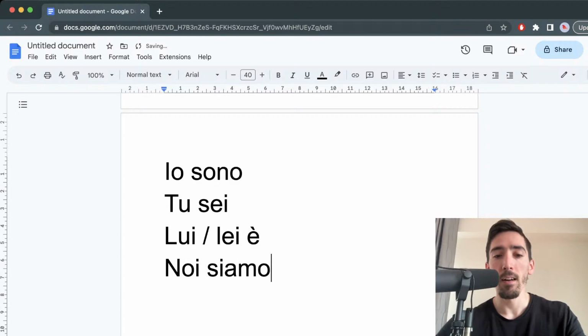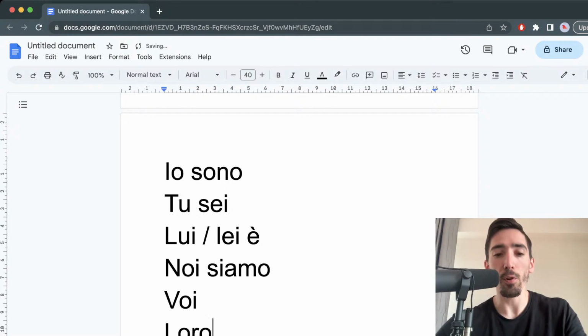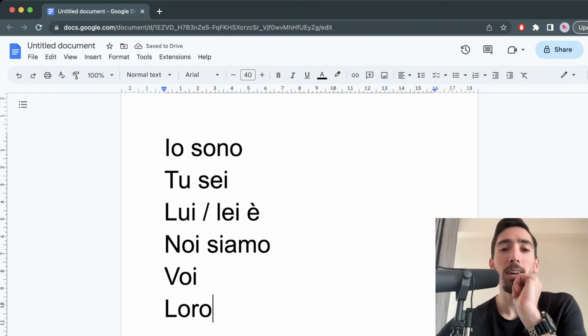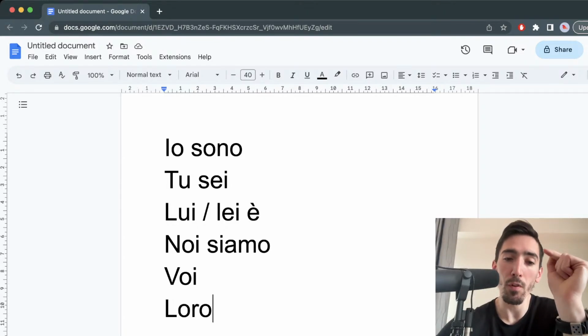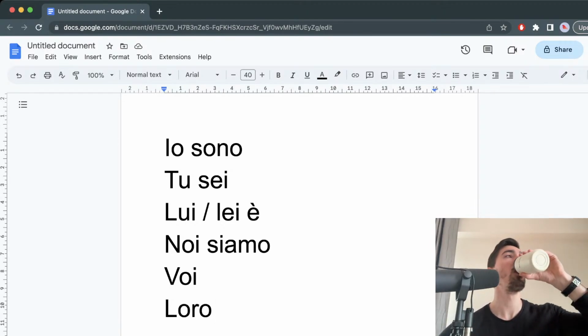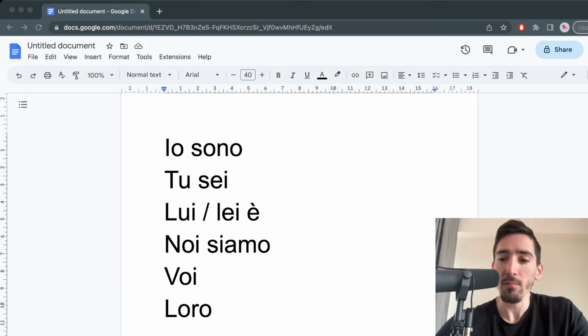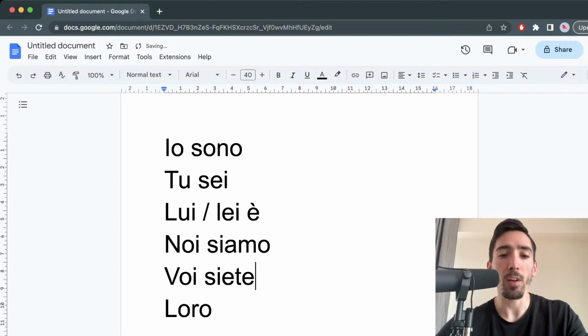noi siamo. And then, does anybody know the voi and loro? Does anybody remember the present simple, the verb to be, the second and third person plural? Exactly. Valeria is correct. Voi siete, loro sono. 100%. Voi siete, loro sono.